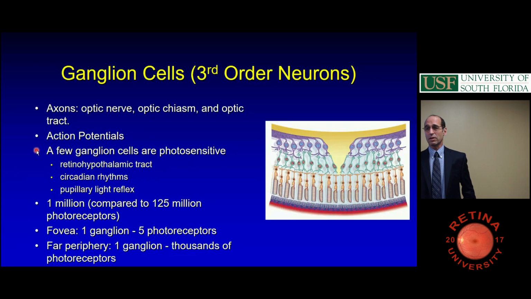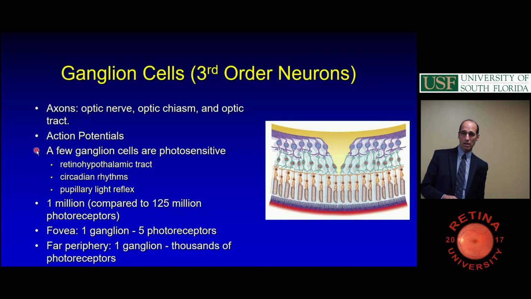Some of the ganglion cells are photosensitive. So you have photoreceptors, but there are some ganglion cells that seem to affect your circadian rhythms. These were discovered 5 or 10 years ago, but they're in your book. And they probably have to do with the pupillary light reflex.